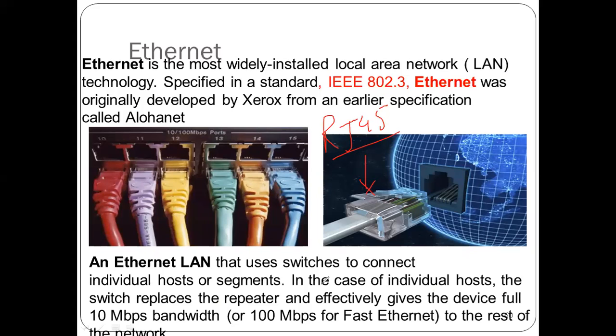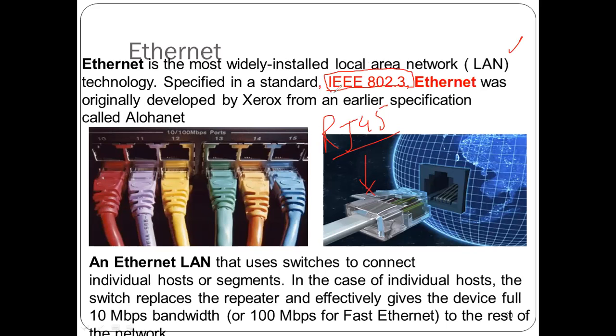And we have different combinations, right? If you want to create a straight cable, then we have a different color combination. Depending upon your organization, you follow some rules for this. Or if you want to create a cross cable, then we have to swap the brown one or blue one, depending upon the rules that I will talk to you about in the lab when it comes. So Ethernet is the most widely installed local area network.